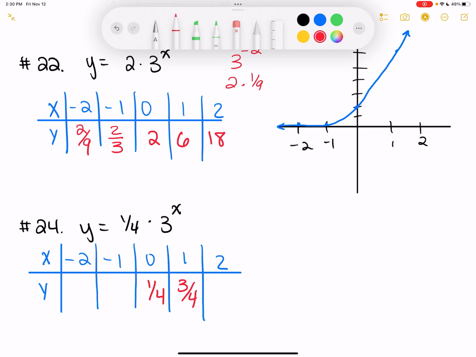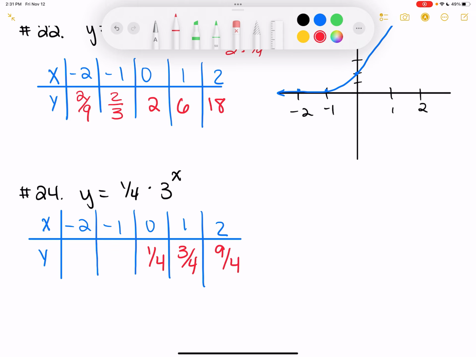All right, if I plug in 2 for x, what do I get? That's going to be 9 over 4, that's like 2 and 1/4. We leave them as improper fractions for right now.